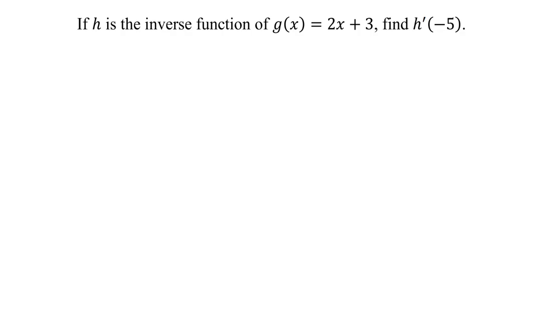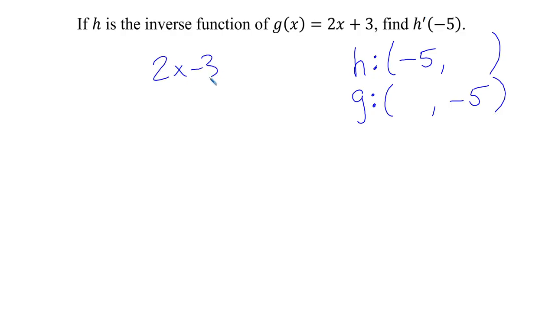So we're going to use the same idea here. We have h is the inverse function of g, and we have the function for g of x is 2x plus 3. We want h prime of negative 5, which means that h must have a point (negative 5, something), which means that g, its inverse, has a point (something, negative 5). So in order to figure out the answer to this, we just need to figure out what that x value is for g. So we'll set 2x plus 3 equal to negative 5.